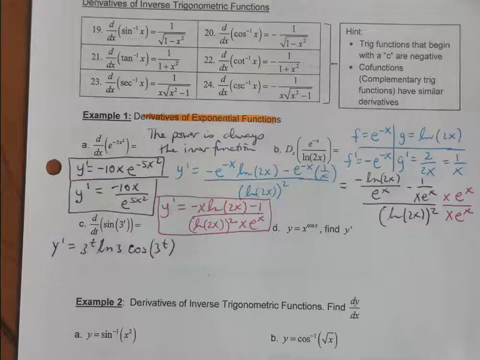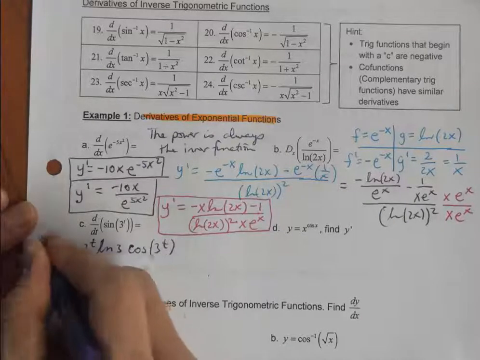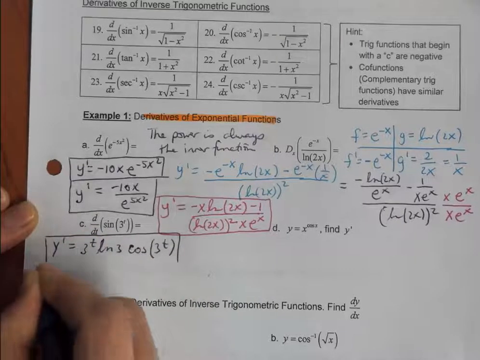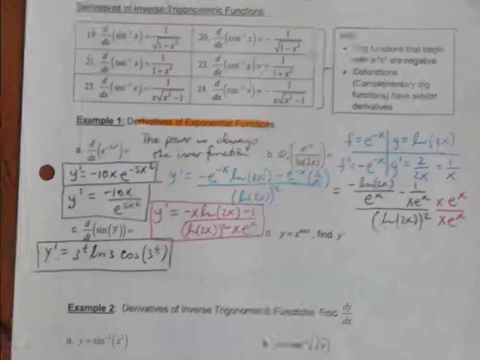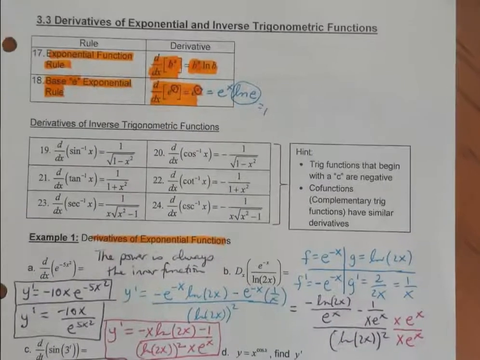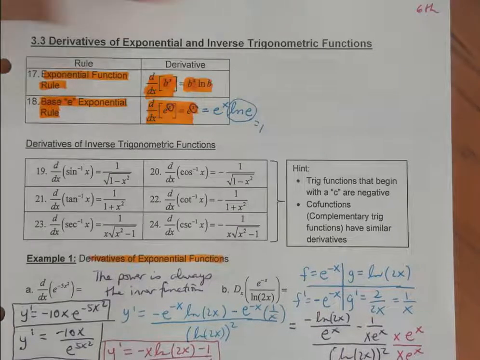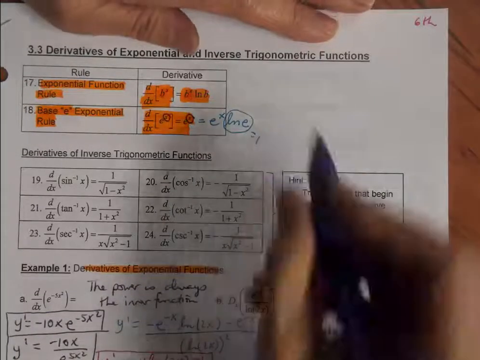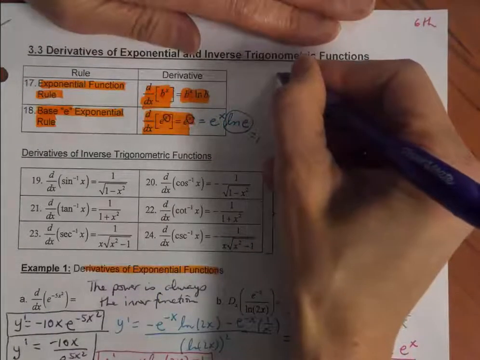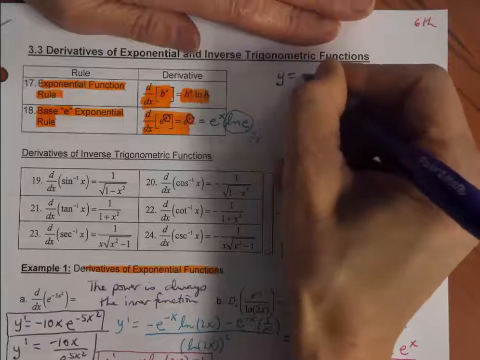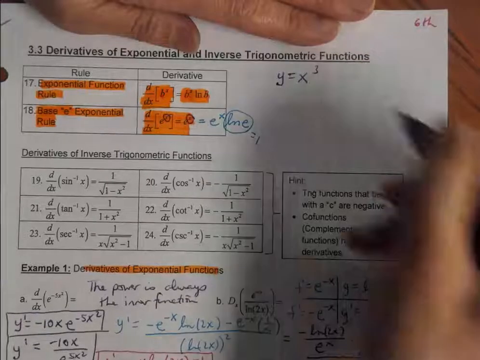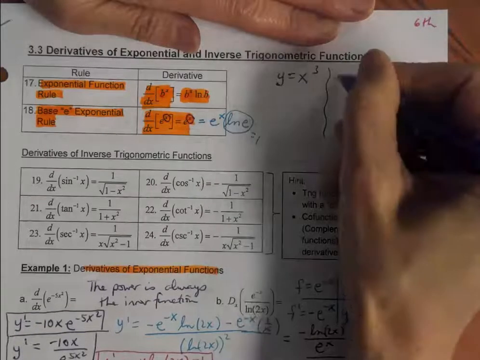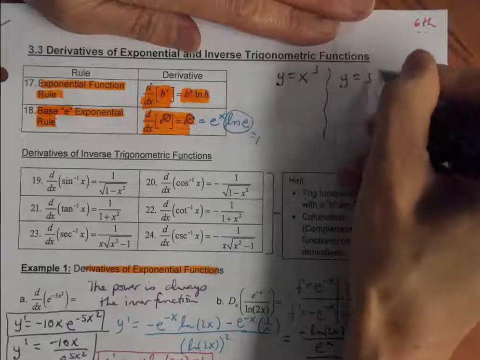Yes? Derivative of 3 to the t, would it just be t times 3 to the t minus 1? Don't you need the power rule? Yeah, okay. I'm glad you brought that up. Up at this blank area, can you write down a few things? Write down y equals x to the third. And then right next to it, write down y is equal to 3 to the x.